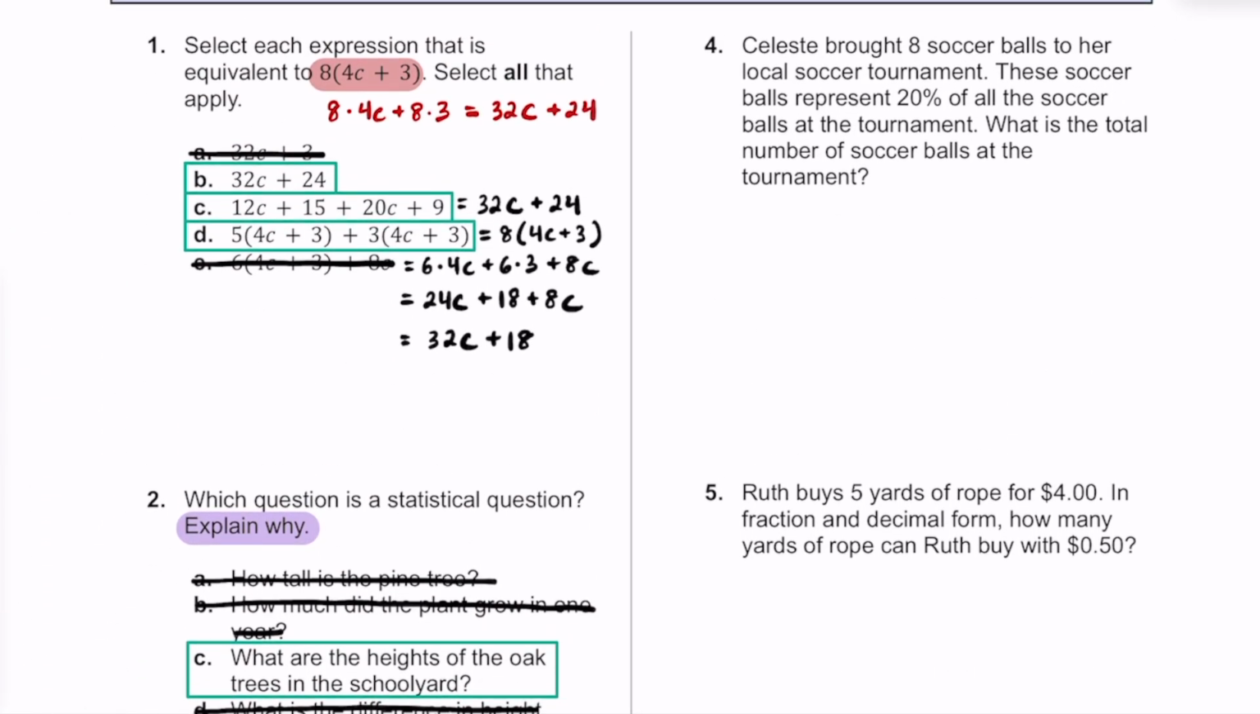For number 4, Celeste brought 8 soccer balls to her local soccer tournament. These soccer balls represent 20% of all the soccer balls at the tournament. What is the total number of soccer balls at the tournament? So one way we can think about this is if we make a little tape diagram or a double number line diagram, then we know that the 8 soccer balls that Celeste is bringing here represents 20% of all the soccer balls. So the question is how many were there in total, which would be 100%.